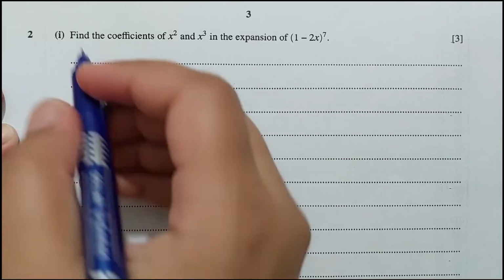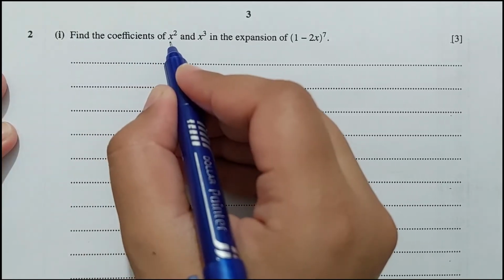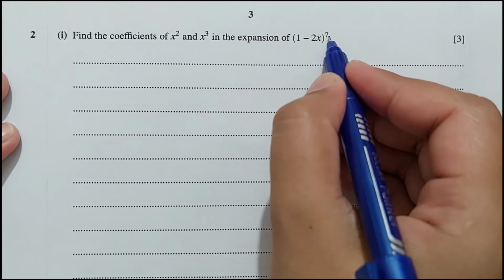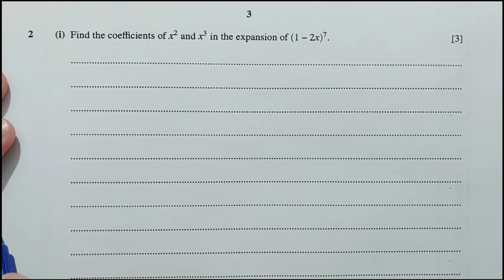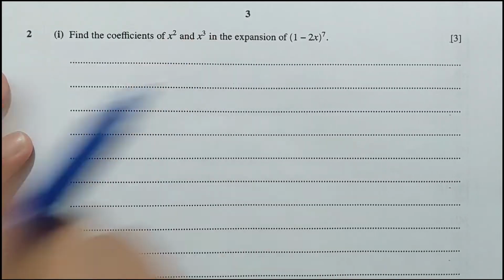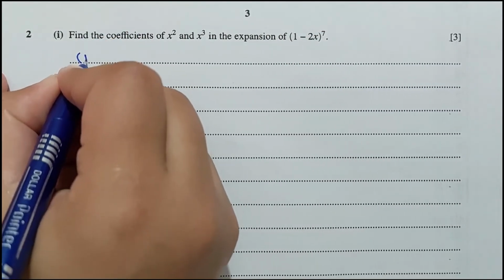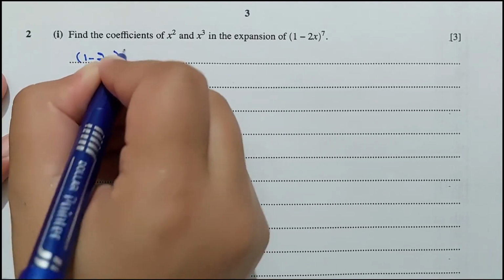Question number 2, part 1. Find the coefficients of x squared and x cubed in the expansion of (1 minus 2x) to the power 7. Alright, so we have to find the coefficients of x squared and x cubed. So let me open the binomial expansion. So (1 minus 2x), its exponent is 7.